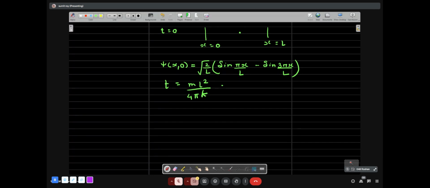Yes, sir. Is it our known problem? Is this a known problem for us? Particle in a box? Yes, sir. So this is our known problem of particle in a box. The dimension of the box is L. Okay, tell me what is the wave function for particle in a box?